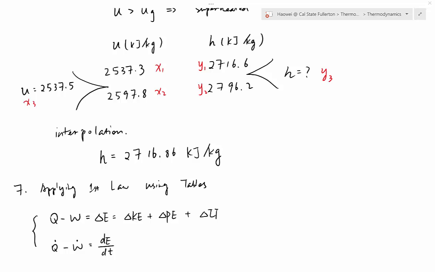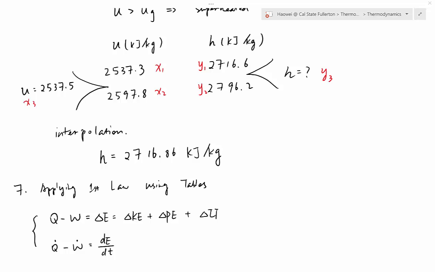So the first one is Q minus W equal to delta E. Q is heat transfer, W is work, and delta E is the change of total energy of the system, which has three components: delta KE, the change of kinetic energy, delta PE, the change of potential energy, and delta U, the change of internal energy. That's the first option for first law if you have a closed system.